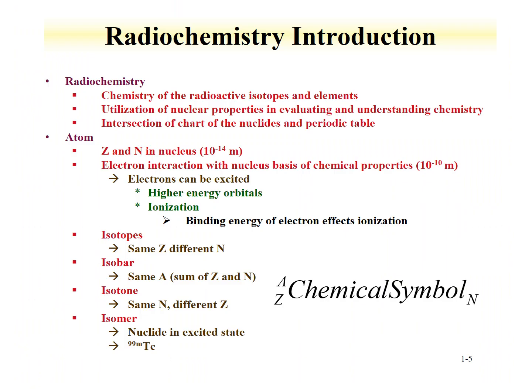Okay, let's introduce radiochemistry. For me, one of the ways to define radiochemistry is the intersection of the chart of the nuclides, which describes nuclear properties, and the periodic table, which is based upon electron properties. This means that within radiochemistry, we're interested in both the electron properties, how we can manipulate the chemistry, and the nucleus. What does that do for us?